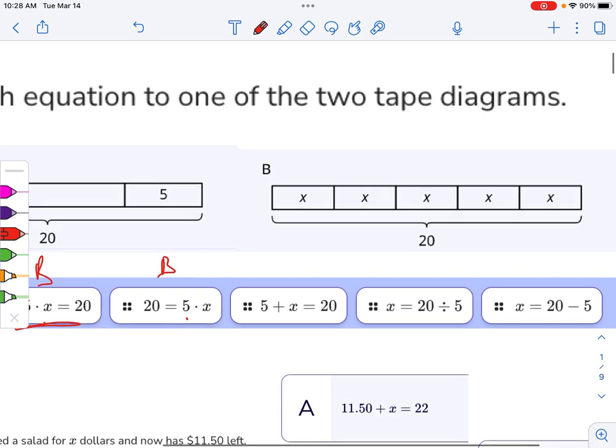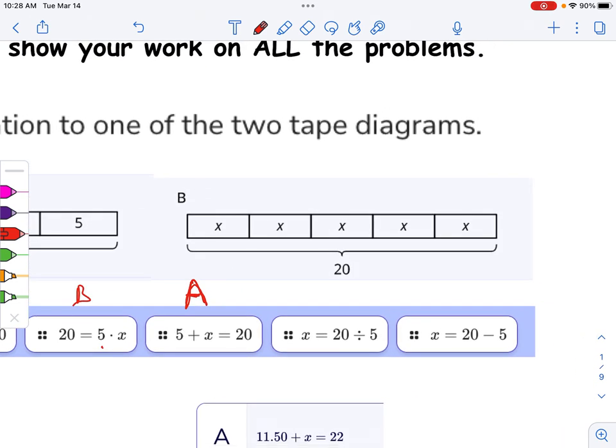This next one, 5 plus x is 20. That's A. It's just written in a different order because of the commutative property. You can flip the order and get the same thing. This next one is division. Multiplication and division are friends. This is saying I have 20 and I'm dividing it into 5 groups, and I should be able to get the value of x. That's definitely a B thing because, again, multiplying and dividing are friends. They're more like siblings, actually. So they don't always get along.